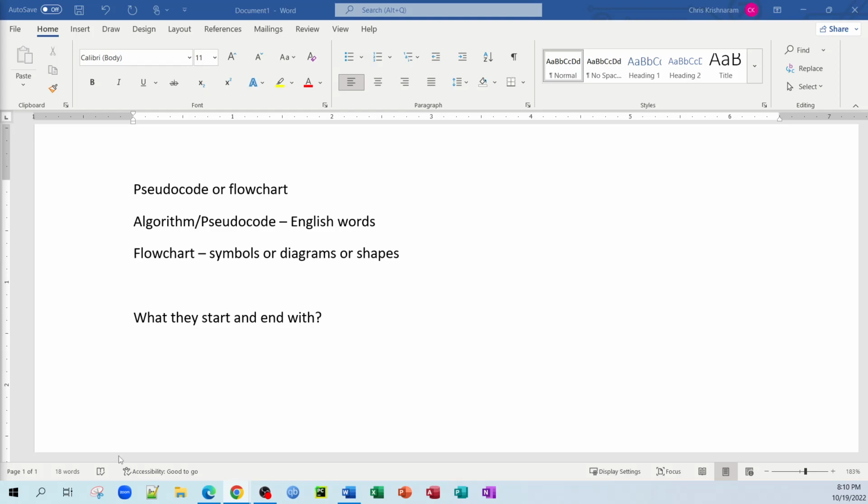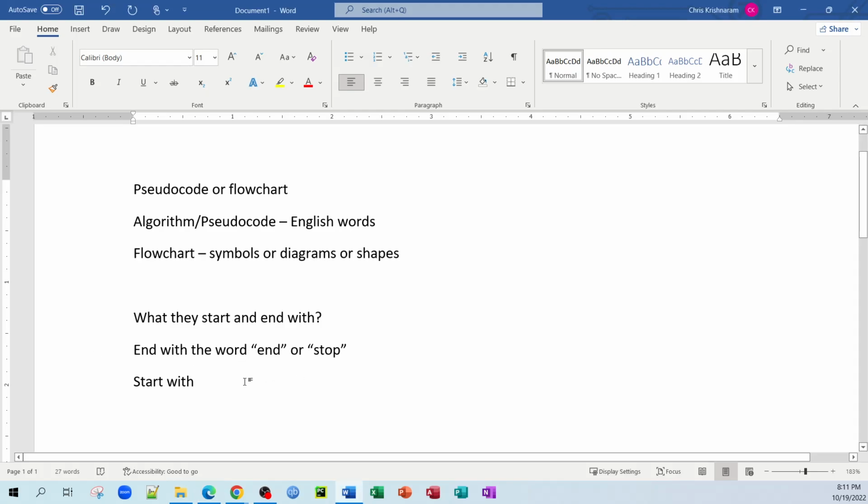They end with the word end. Very good. So they end with the word end, or you can use the word stop. Either one can work. What does it start with now? Sir, does it start with start or begin? Okay, so the flowchart, let me just verify that for you. I think the flowchart is going to start with the word start.